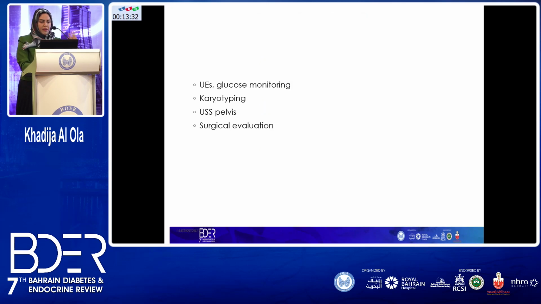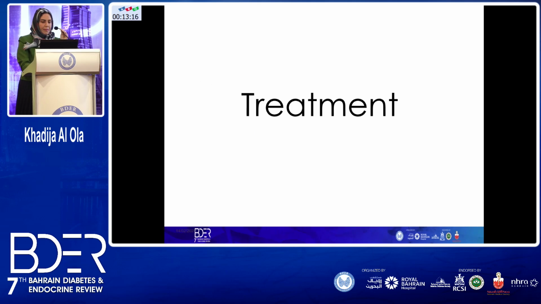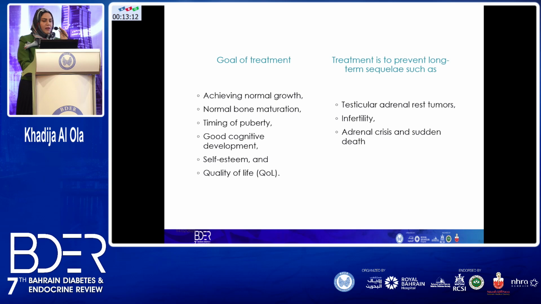And also in the investigation, we do electrolytes, glucose, karyotyping, especially in the newborn if there is ambiguous genitalia, karyotyping, and ultrasound of the pelvis, and surgical evaluation is very important. What is the treatment to be used? And do we have to treat?